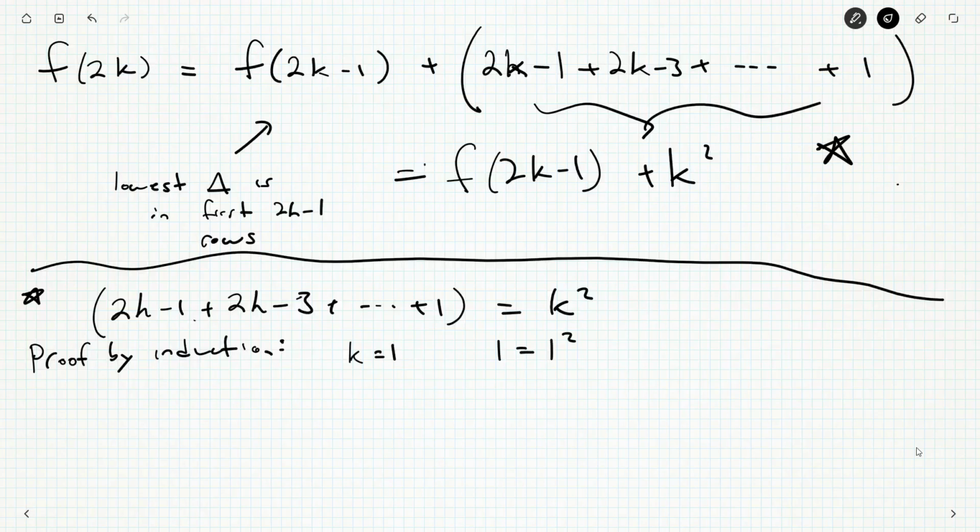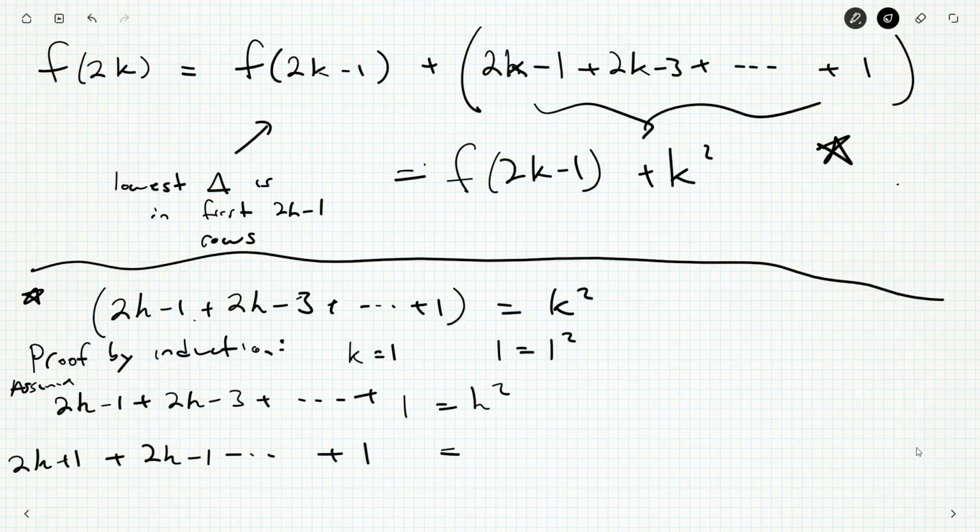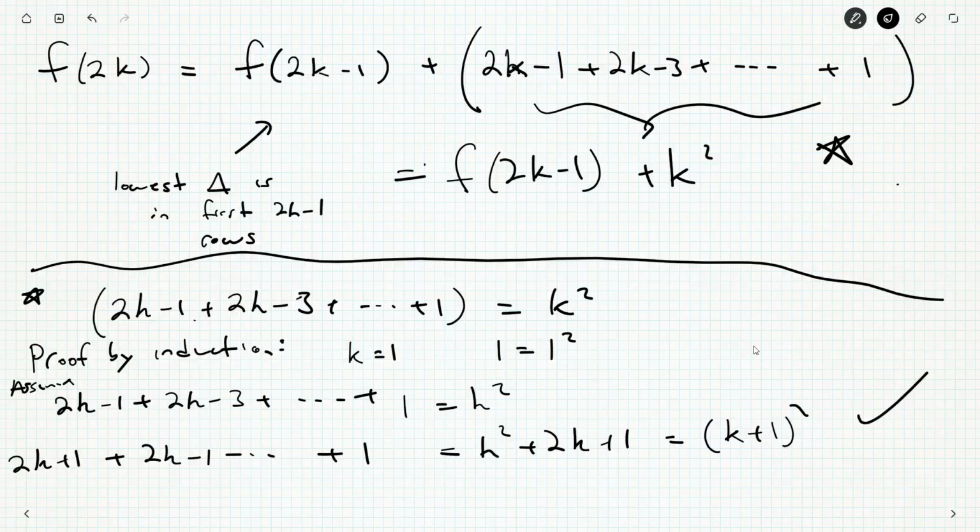Okay. Now, assume it's true. Assume this, then add on the next odd number to both sides. But, oh, look at that, that's k plus 1 squared. Proof by induction, okay, very quick, it's over. It doesn't have to be quick and strenuous like that. If it's worth a mark, there you've proved it, you've earned your mark.